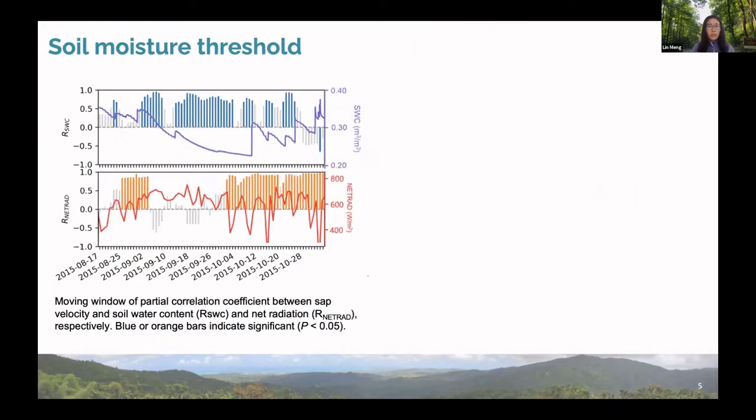Next, we want to identify when this shift happens. So we're using a moving window approach to conduct partial correlation analysis for every 10 days and look at how these coefficients change during the whole period. The blue and orange bars indicate a significant coefficient and the gray bars indicate a non-significant coefficient. So we can see the date when water stress starts to occur is late August to early September in 2015.